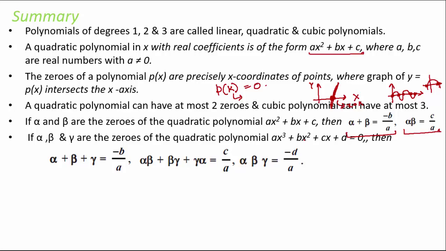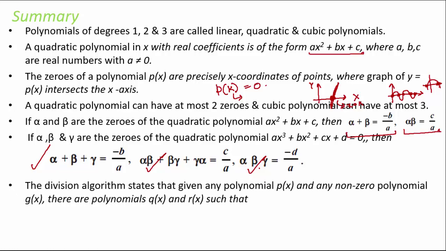So this is again another relationship. If we talk about a cubic polynomial, in that case, if alpha, beta and gamma are the zeros of the polynomial, then alpha plus beta plus gamma is equal to minus b by a, alpha beta plus beta gamma plus gamma alpha is equal to c by a, and alpha beta gamma is equal to minus d by a.